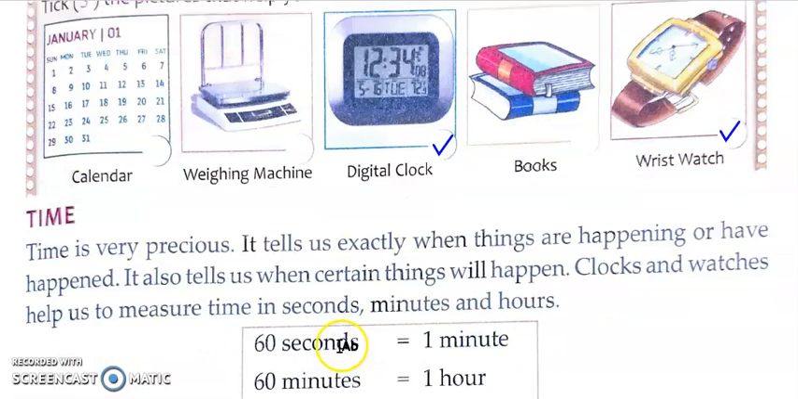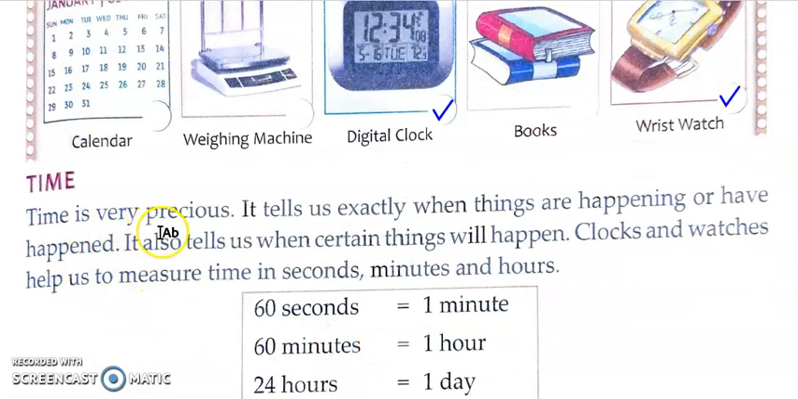Now, time. Time is very precious. It tells us exactly when things are happening or have happened. It also tells us when certain things will happen. Clocks and watches help us to measure time in seconds, minutes, and hours.